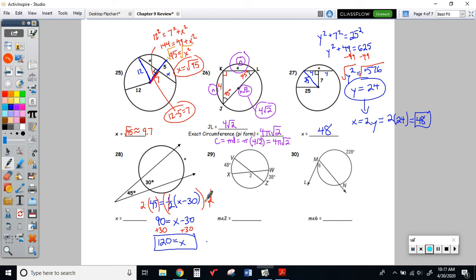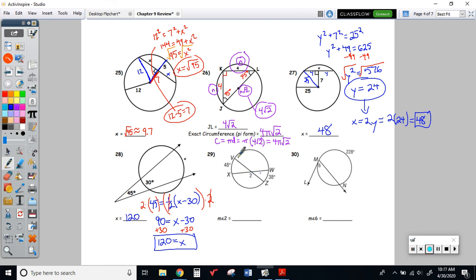So you could take 120, plug that back in up here. 1/2 of 120 minus 30 would be 1/2 of 90, which is 45, which we started with right there. So that makes sense. On this one, this is a little sneaky here.